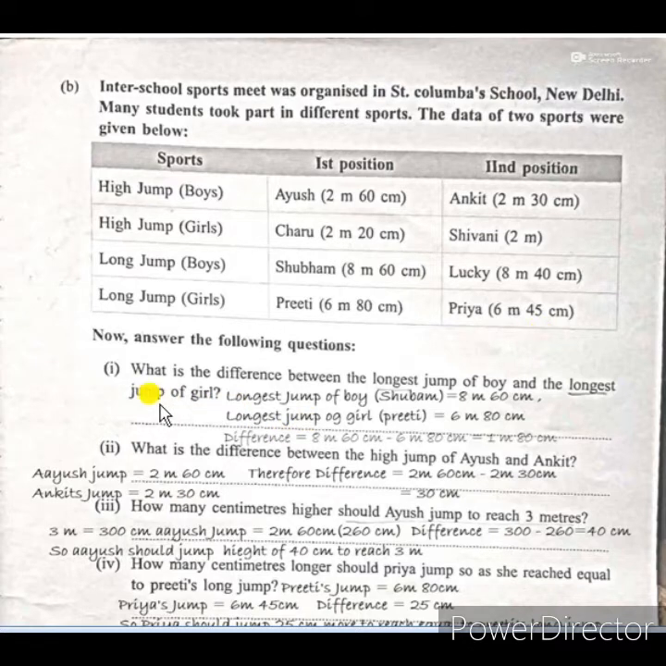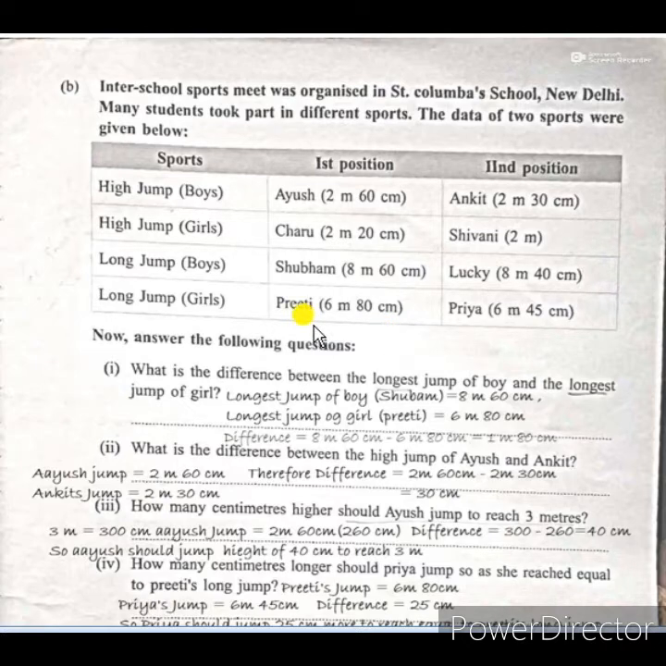First question is, what is the difference between the longest jump of boy and the longest jump of girl? First to find out who is the first. Longest means, students, we have to find the long jump of first position student. For boys, who came there? First position is Shubham. His jump is 8 meter and 60 centimeter. And for long jump for girls, first position is Preeti. Her jump is 6 meter and 80 centimeter.